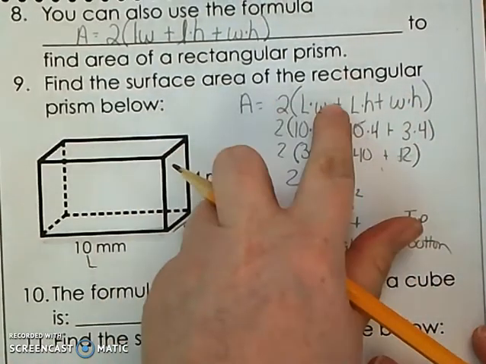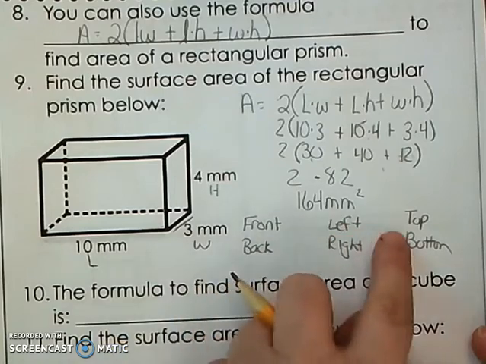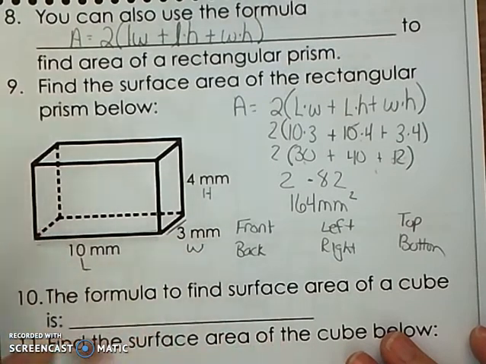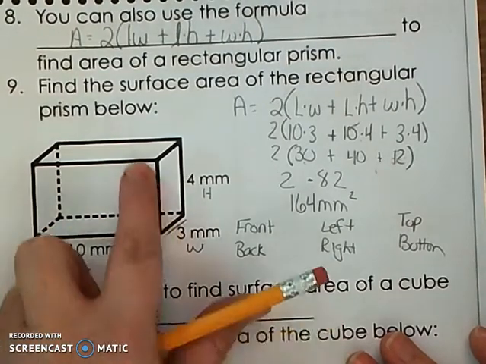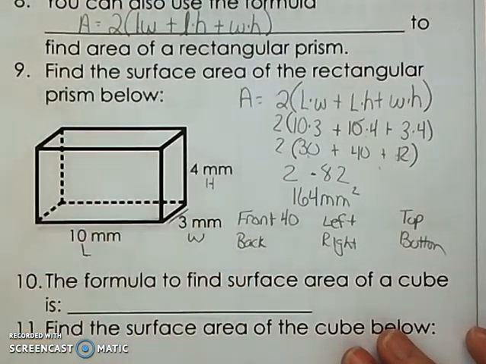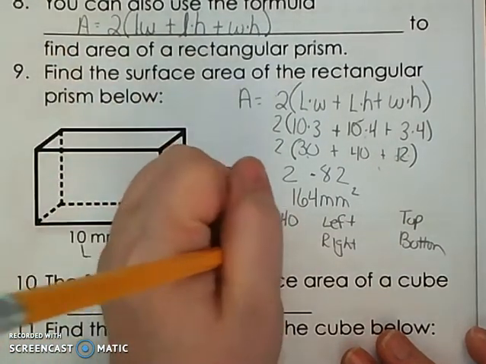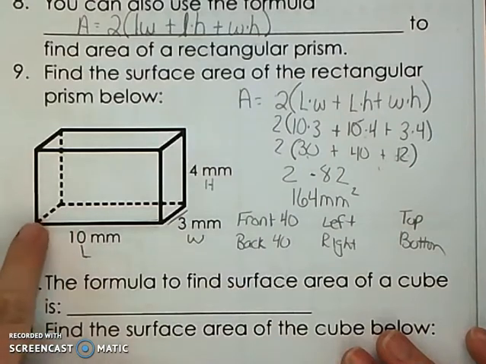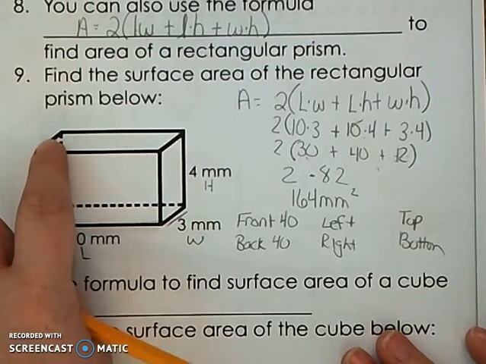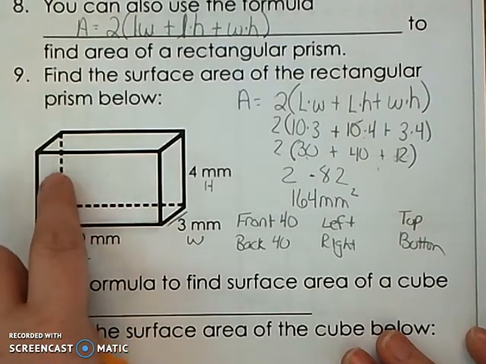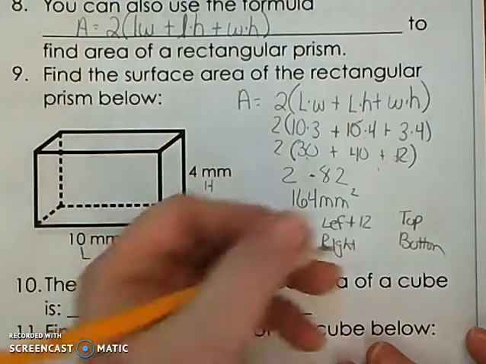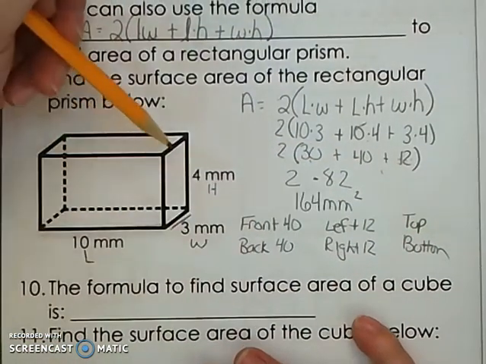So if I didn't want to do the formula, I could find the area of all these pieces. So here's the front right here, and it's a rectangle. So length times height, or base times height, so it's 10 times 4, which is 40. And if the front is 40, what would the back have to be? 40, right? They're exactly the same. So the back's 40. So let's do the left side. So the base is 3 because it's 3 over here. The height is 4. So the left side is 3 times 4, which is 12. If the left is 12, then what's this? 12, you're right.